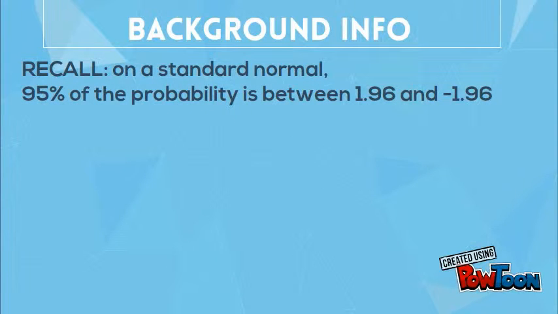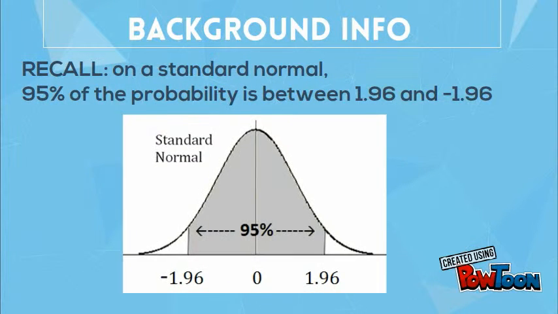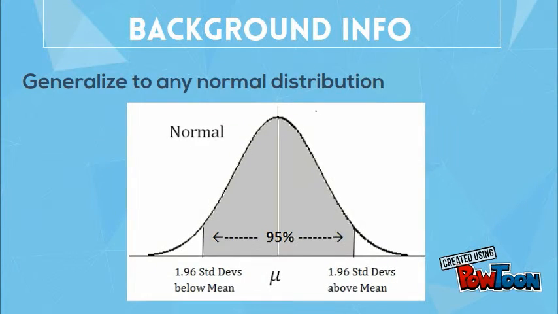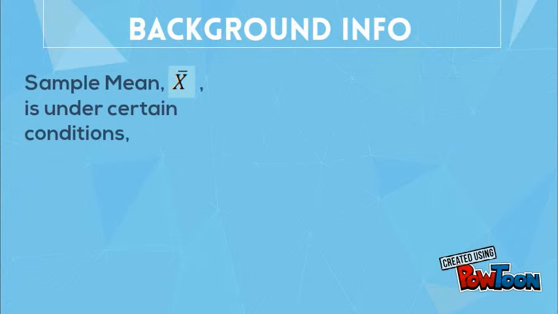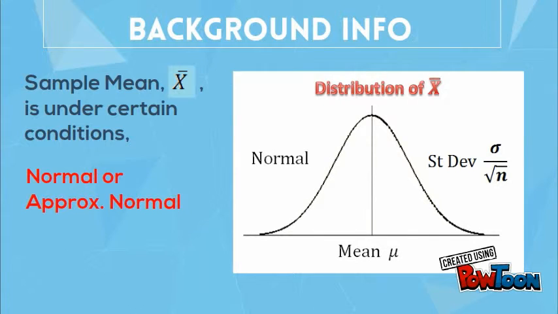Recall that on a standard normal distribution, 95% of the probability is between minus 1.96 and positive 1.96, and that these probabilities generalize to any normal distribution. That is, there is a 95% probability that any normal is between minus 1.96 and 1.96 standard deviations of its mean. From the study of sampling distributions, we know that x bar will, under certain conditions, have a normal or approximate normal distribution, with mean mu and standard error, that is, standard deviation, sigma over the square root of n.